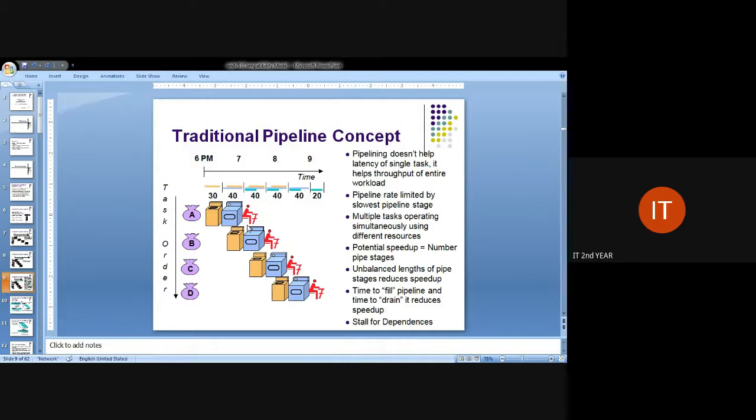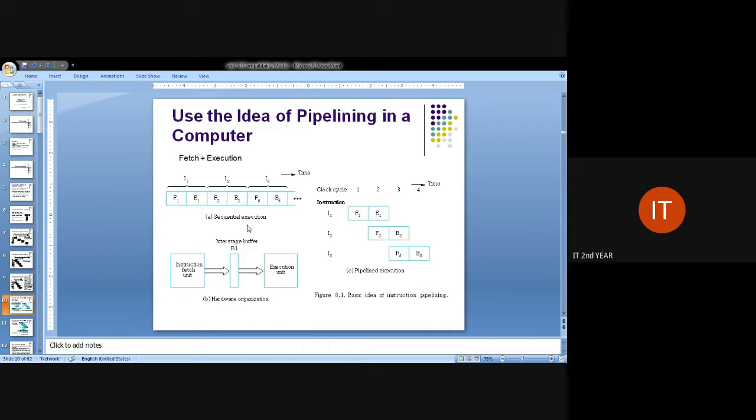Normally, an unbalanced length of pipeline stages will reduce the speed up. The time to fill the pipeline and the time to drain it reduces the speed up. So there are stalls for dependency. Stalls we can discuss in later sessions. Okay, so this is the basic sequence of pipelining.